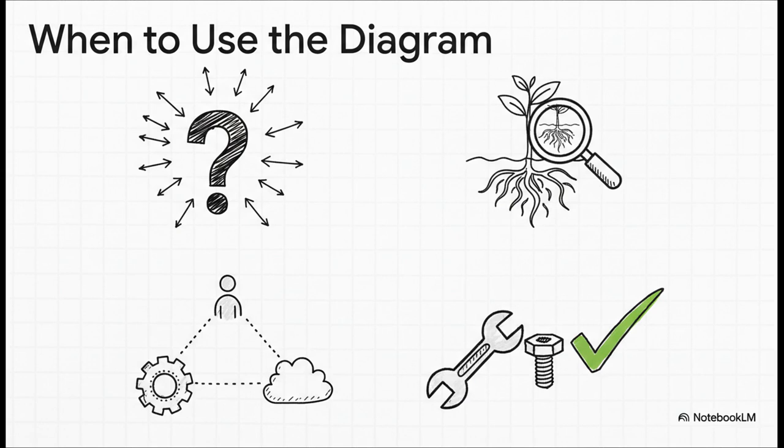So when do you pull this out of your toolkit? Well, it's perfect for those complex problems where there could be a dozen different causes. Think about a drop in customer satisfaction. That's never just one thing, right? You use this to dig for the root causes, not just the surface-level symptoms. It's also fantastic for seeing how different factors might be interacting with each other, giving you that solid foundation you need before you start taking action.